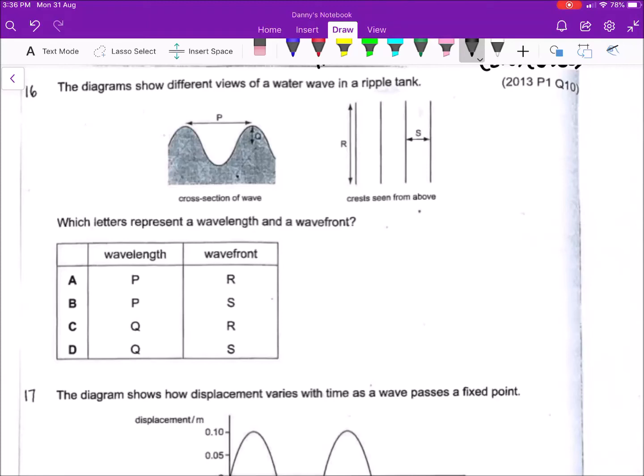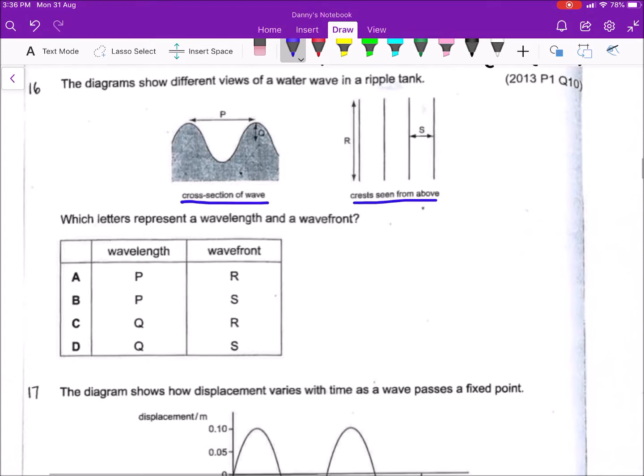Okay, let's carry on. So down here we see that they are actually asking for our understanding of the terms. Here we have a side view of the wave, and here is what we call the wave front. R will definitely be your wave front. S down here, basically this is a peak, this is another peak. So for your S, these represent your wavelength.